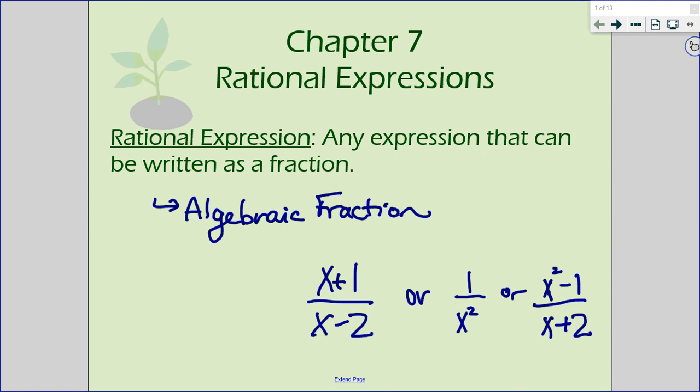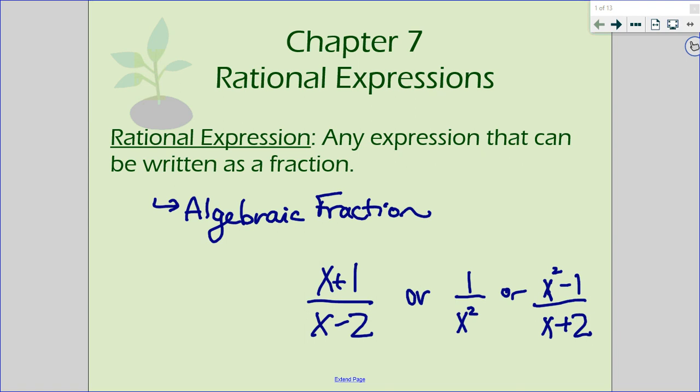Something like x over 4 is not a rational expression because that's just the same as 1/4 x. 1/4 x is a polynomial because you don't have the x in the denominator. So if you have x in the denominator in any form, regardless of the numerator, it's going to be considered a rational expression. And the reason this is important is because the graphs of these look completely different than graphs if you don't have any x's in the denominator.